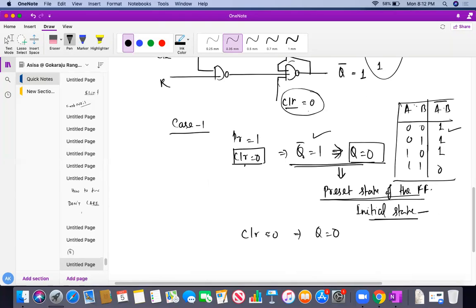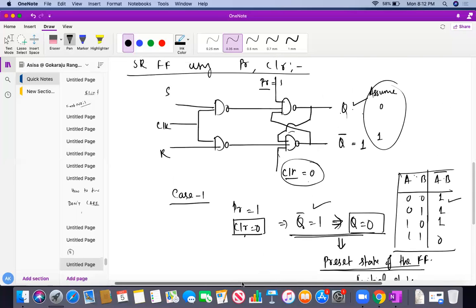Okay, so this is the case. Here clear equal to 0 means it's an active low clear. Because of clear equal to 0, I will be getting Q equal to 0, which is nothing else but preset. So this is called active low clear. Any doubt on this, students? Very important. Do you all understand case 1? I have just used the truth table of the NAND gate. As we know, if any input is 0, I will have output 1. So from that I have got Q bar is 1.